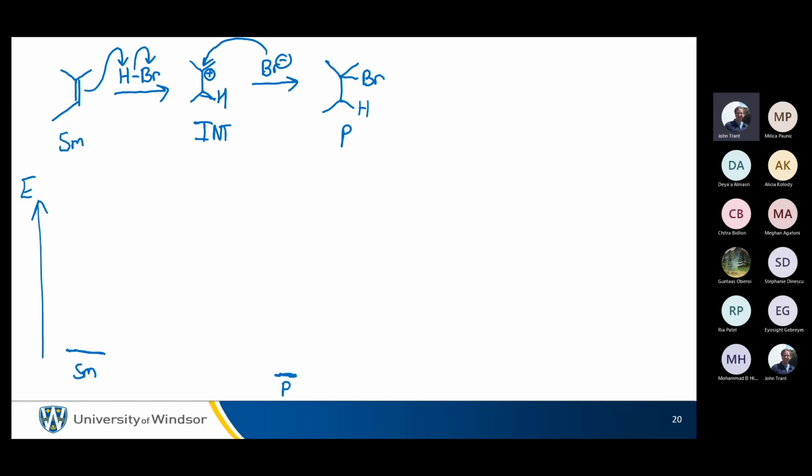In this case, I'm pretty sure it is because we replaced a pi bond with 2 sigma bonds, and that's normally good. And we have an intermediate, which is a carbocation, which is high in energy because it's positively charged, and everything else on both sides is neutral.